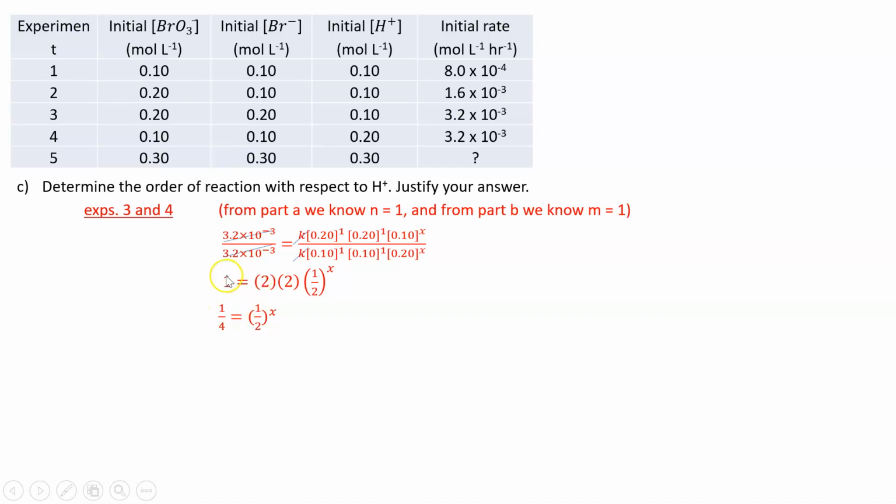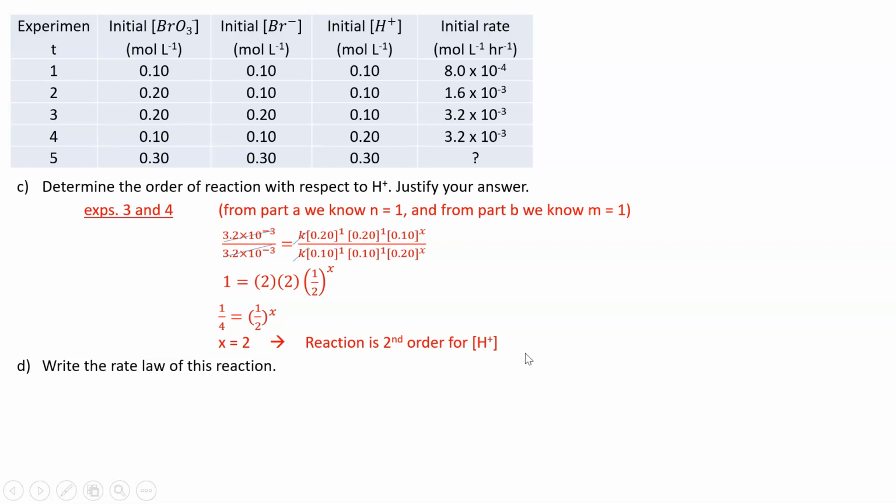So I'm going to do 1 divided by 4, 1/4 equals 1/2 to the X power, which means that X has to be 2 in order for this to be true, because 1/2 squared is 1/4. The reaction is second order for H+.